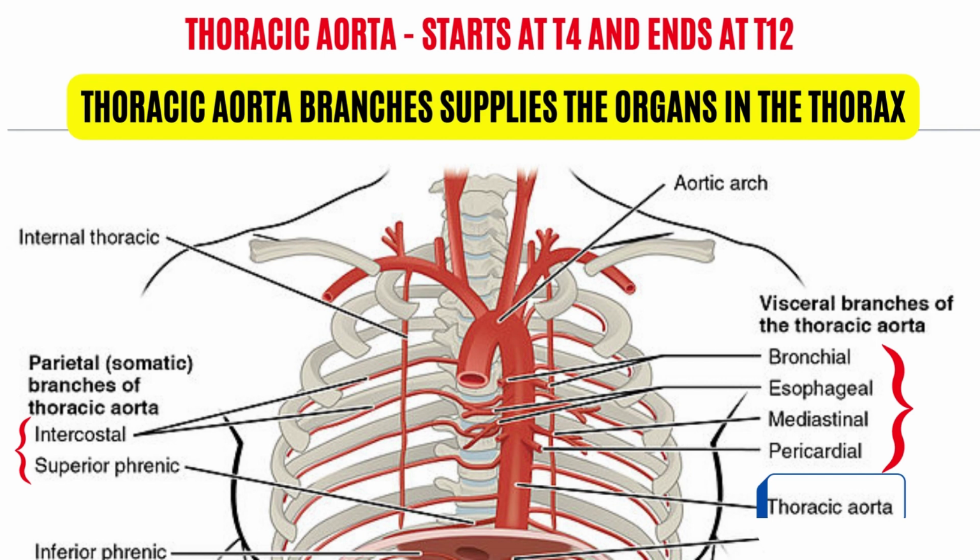We will first look at the thoracic aorta. The thoracic aorta spans from the level of T4 to T12. Continuing from the aortic arch, it initially begins to the left of the vertebral column but approaches the midline as it descends. It leaves the thorax via the aortic hiatus in the diaphragm and becomes the abdominal aorta.